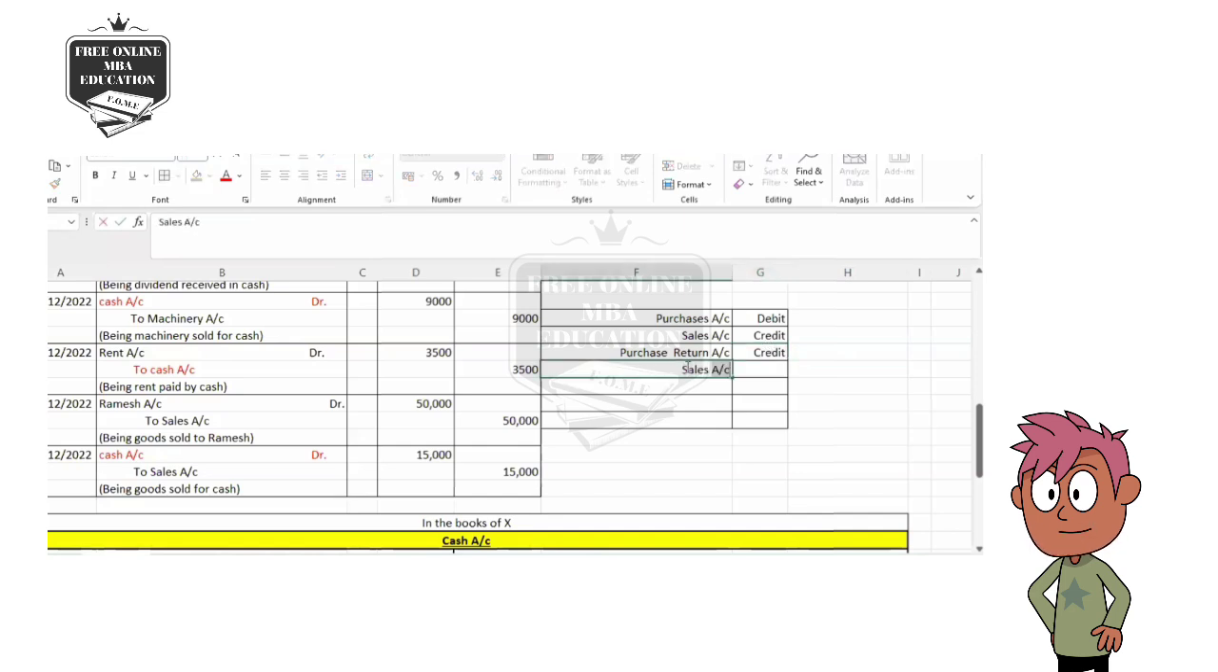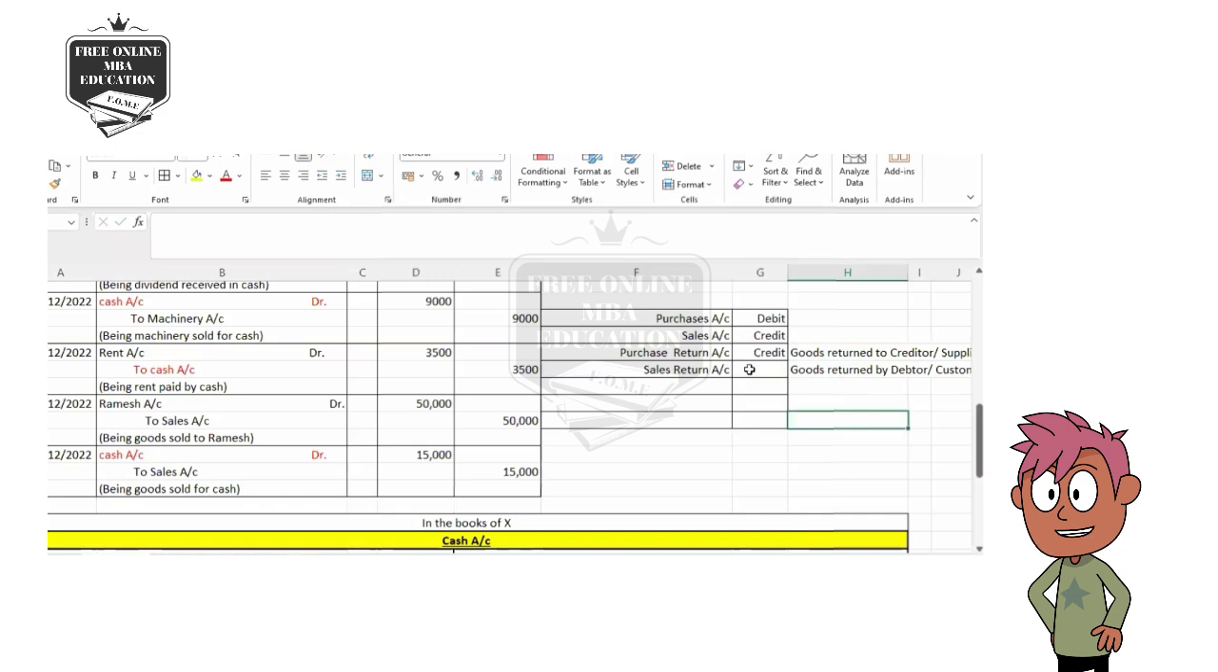The same logic applies to sales return account. Here, purchase return is when goods are returned to the creditor or supplier, and sales return is when goods are returned by the debtor or customer. I hope now these things get clear.